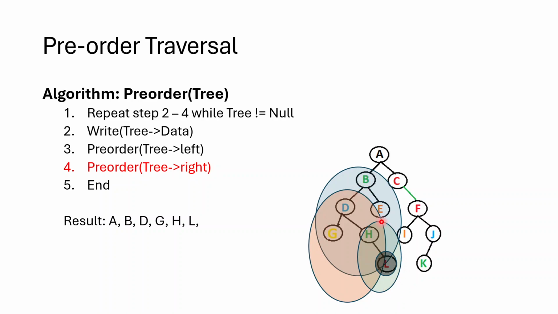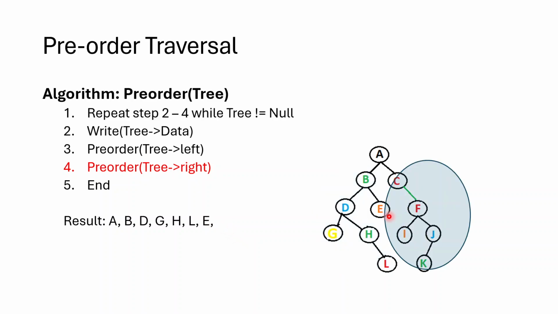Left of B is fully completed. It goes to the right side of B. So E, E is the root node. Does E have any left child or right child? No. So A is the root, and the left child of A is completely done. Now it goes to the right side of A.